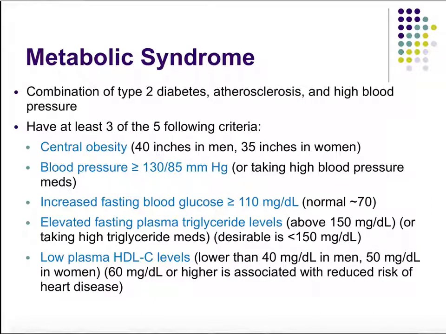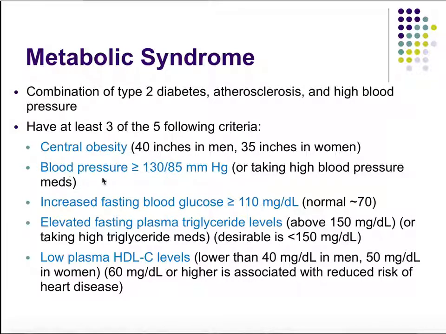Now, another thing that you may see with people who have type 2 diabetes is metabolic syndrome. So it's basically a combination of type 2 diabetes, atherosclerosis, and hypertension. Now, you have to have at least 3 of the 5 following criteria to be categorized as having metabolic syndrome. And the first one is central obesity. So this is the obesity around your midsection. So for men, it would be 40 inches or higher, and then for women, it's 35 inches and higher. So if you measure yourself around your midsection and you're a female and you're greater than 35 inches, then you have one of the criteria.